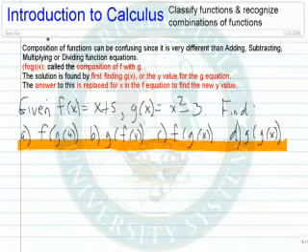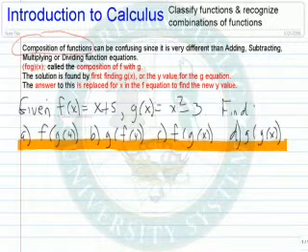In order to find the composition of functions f of g of x, we first find g of x. Notice that's the second part, not the first part, or the y value for the g equation. This answer is then replaced back into the f equation to find the new y value. An example will help illustrate.